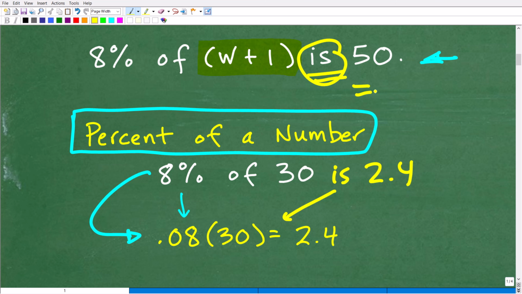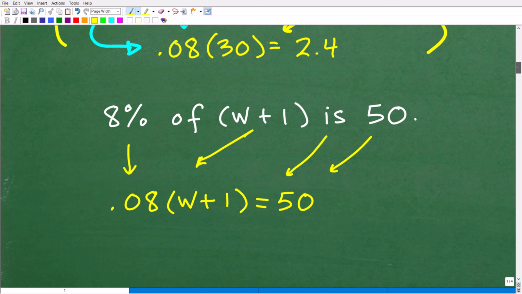All right, so the best way, in my humble opinion, to solve more interesting percent problems is to use algebra. Algebra really is a great tool. That's why they teach it in school, because it makes math problems so much easier. And let's go ahead and see how we can use this same setup to solve our problem.